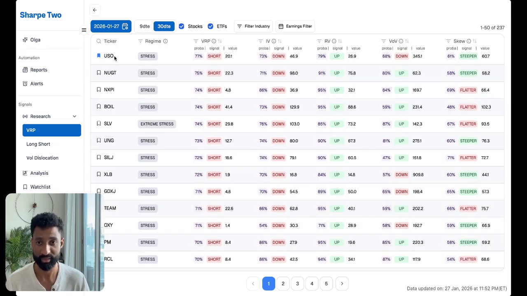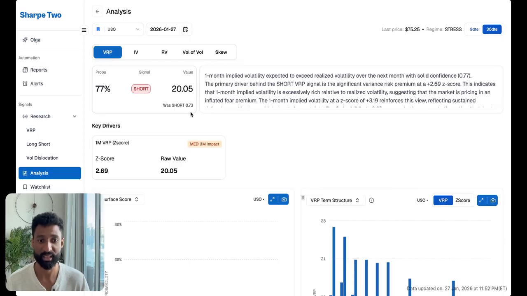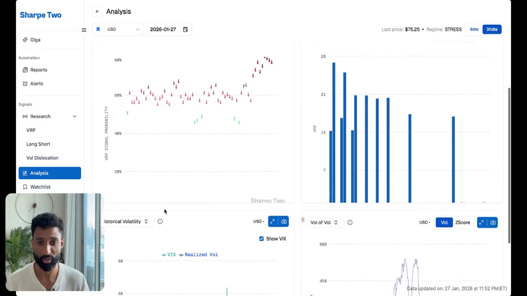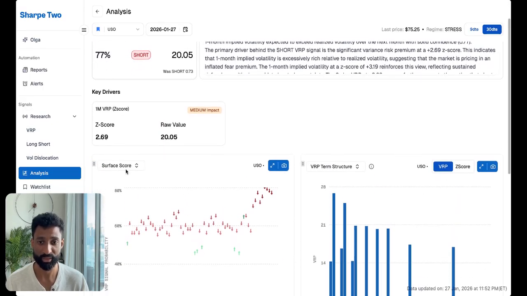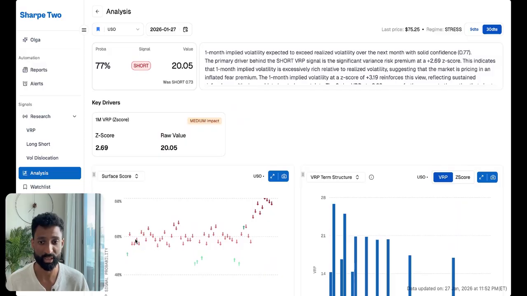For that, you can simply dive into the analysis section where you will find the key drivers regarding the different predictions, but also other types of visualization. So this one is actually quite interesting because it helps you see over time how the probability to harvest that VRP has changed. And we can see right now that it's been pretty high for a few weeks, and that makes sense. It's in line with the new geopolitical developments between US and Iran. We'll talk about that maybe in another video.